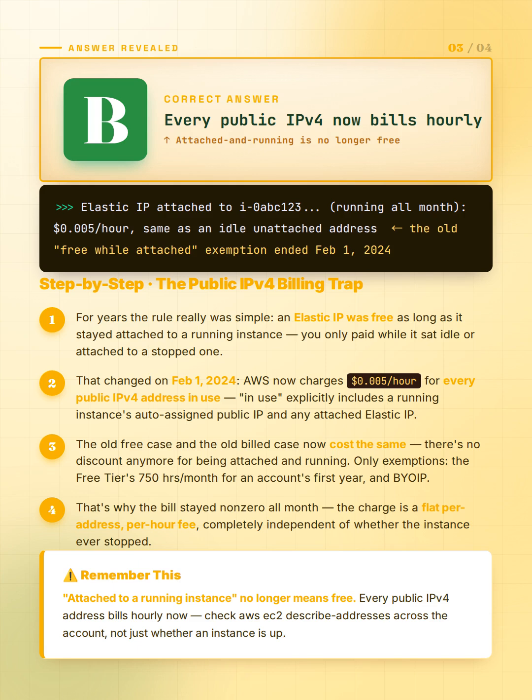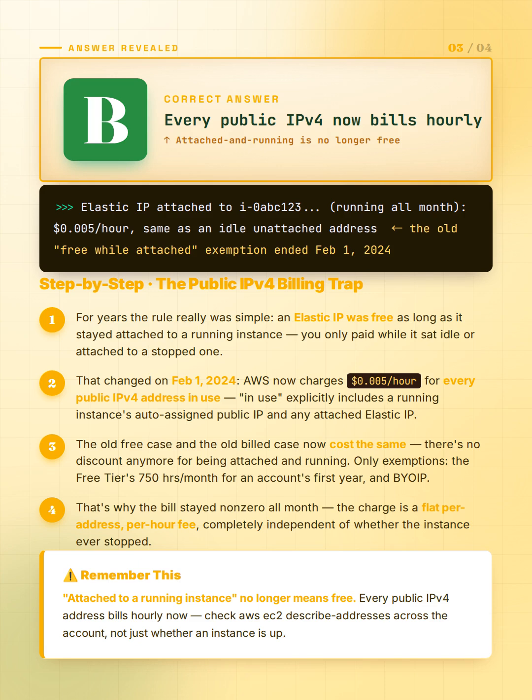Here's why. For years the rule really was simple: an elastic IP was free as long as it was attached to a running EC2 instance, and you only got billed if it sat around unattached, or attached to a stopped instance. That's exactly the mental model behind the question, and it used to be correct. That changed on February 1, 2024.